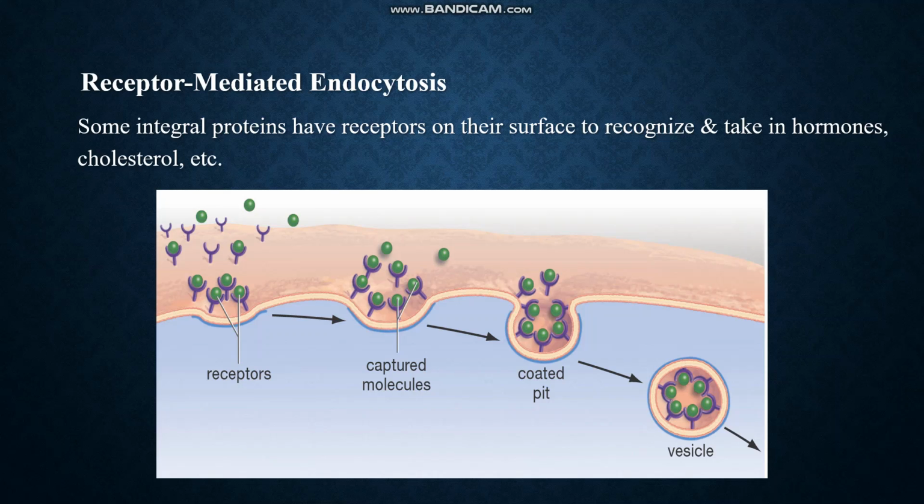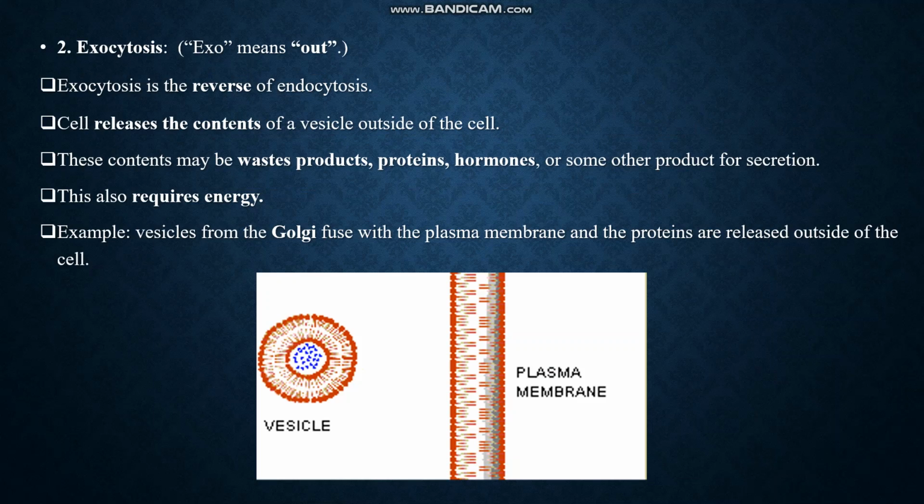Next is receptor-mediated endocytosis. Some integral proteins have receptors on their surface to recognize and take in hormones. So they create a receptor-mediated vacuole with the help of which the movement of molecules takes place inside the cell.